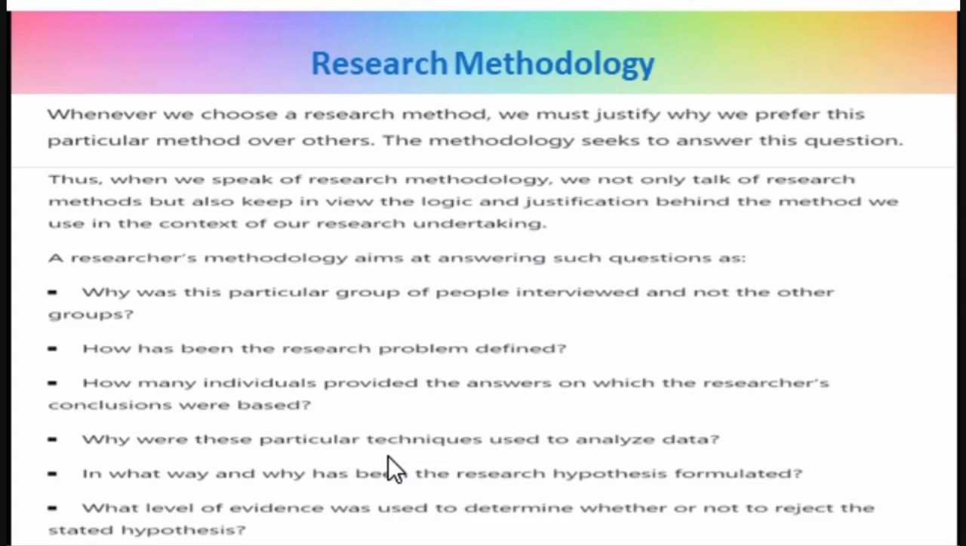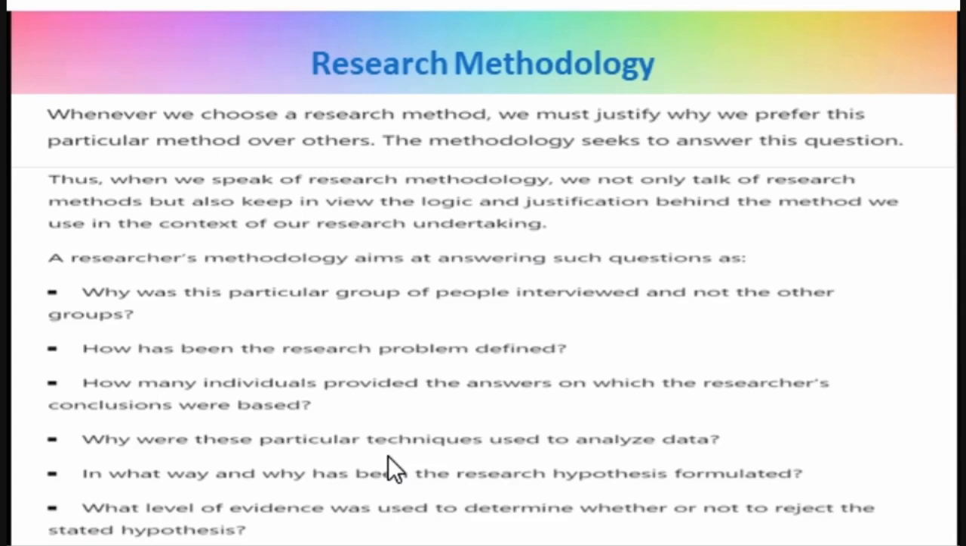Why were these particular techniques used? There are many techniques available, so why did you choose only this technique? These are the kinds of questions it seeks answers to. So research methodology comes in the broader aspect of how the research is overall conducted, whereas research method deals only with the method used, be it to collect the data, interpret the data, or validate the data. Three groups we saw, right?